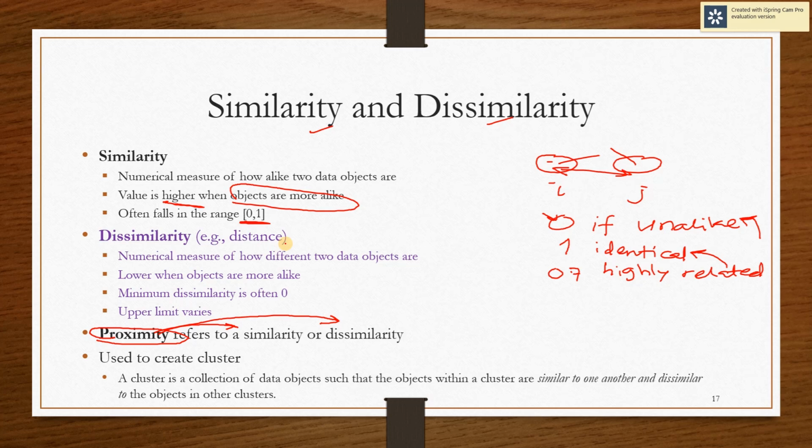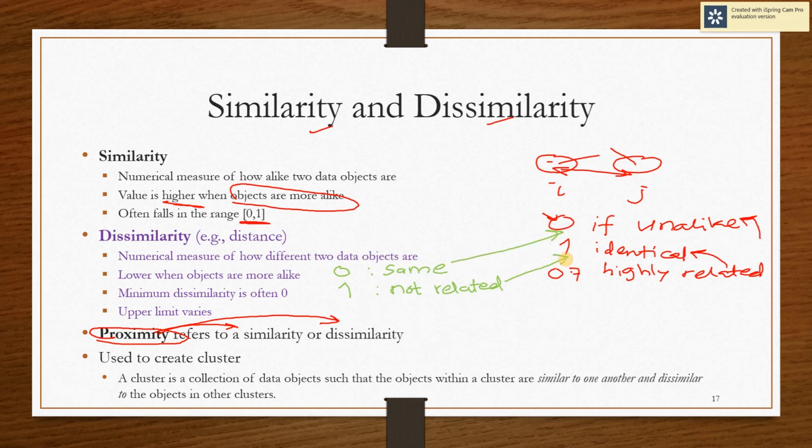A dissimilarity measure works the opposite way. If you want to calculate the dissimilarity measure, it will give you the value 0 if the objects are the same. But if you have 1, it means the objects are not the same or not related. It is different from the similarity measure.